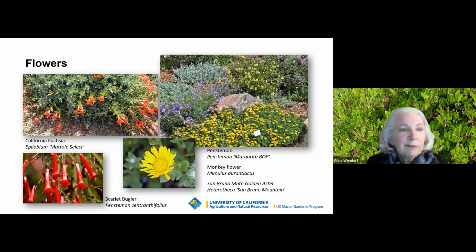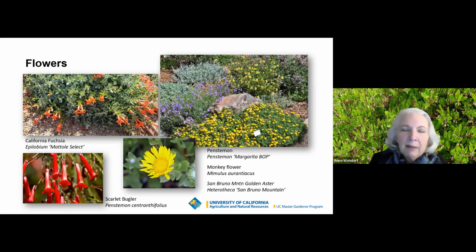This is your California fuchsia, the Mattol Select, one of my favorites. The Scarlet Bugler, which is just really intense red, and the hummingbirds just go crazy for it. It grows about 2 feet tall. I found it to be about 2 feet tall, full sun, about 3 feet wide.